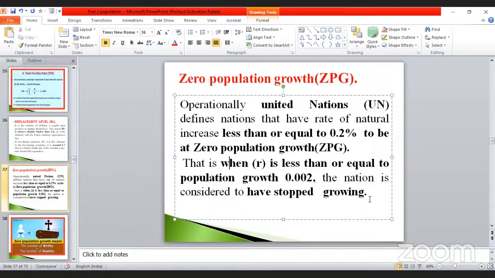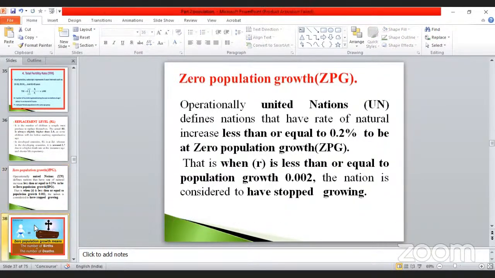Then when R is less than or equal to, what does less than mean? You know, the R is denoted as 0.2 only. Less than or equal to means 0.2. Suppose less than means, see here, the population growth is like this number. The nation is considered to have stopped growing. The population level is very low, like that. See, this one is also calculated with a small equation.